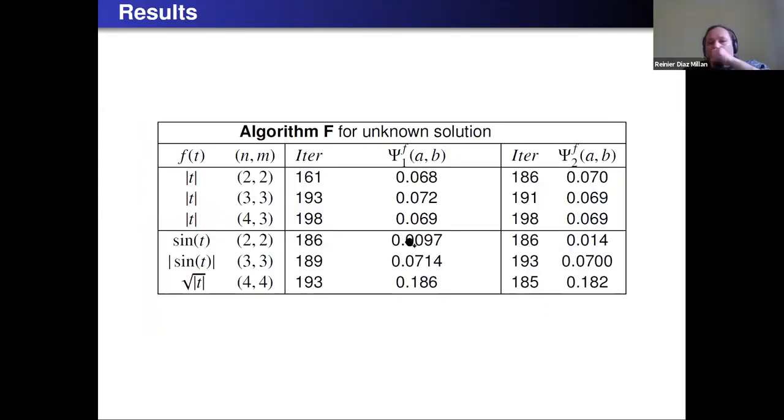Good. This is the numerical result. We tested as the function that we want to approximate these four functions: absolute value of t, sine of t, absolute value of sine of t, and the square root of the absolute value of t. For this function, just this one is smooth, and that is why I have the better results, and all of them are not smooth functions.